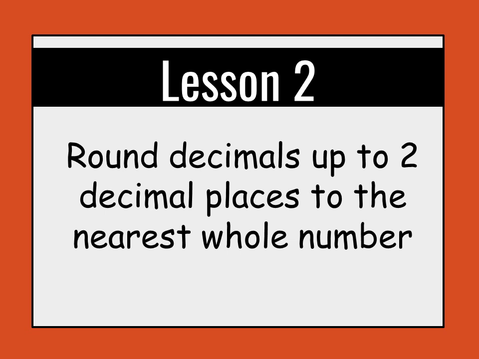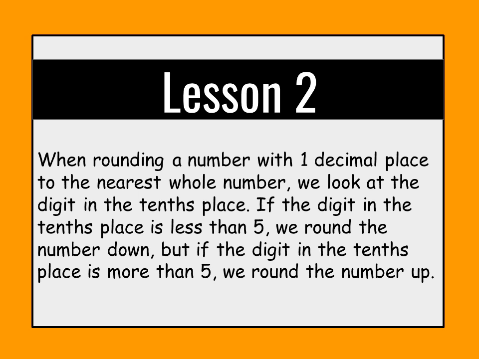Now, let's continue to our next topic, which is rounding decimals up to two decimal places to the nearest whole number. When rounding a number with one decimal place to the nearest whole number, we look at the digit in the tenths place. If the digit in the tenths place is less than 5, we round the number down. But if the digit in the tenths place is 5 or more, we round the number up.